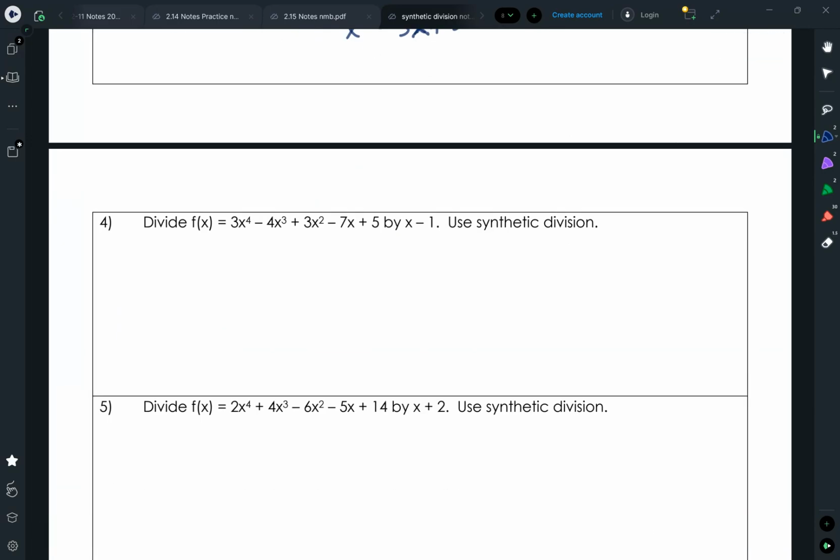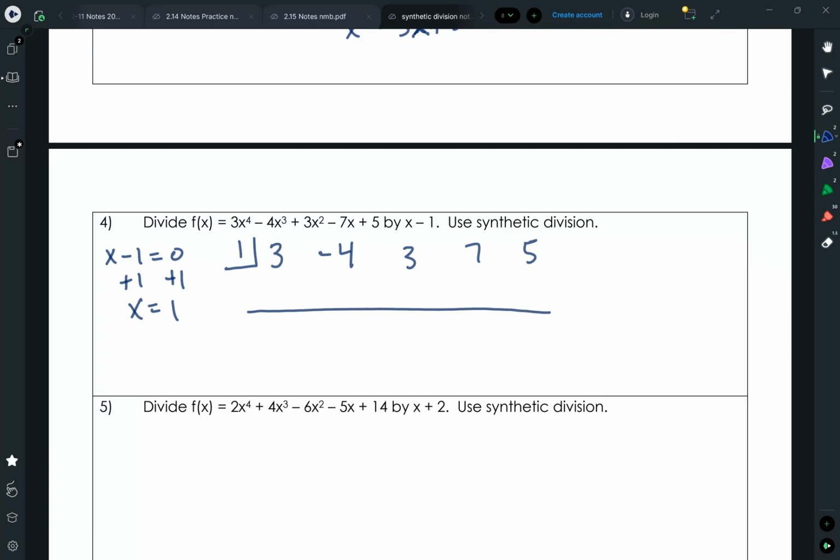We want to divide by x minus 1. So again, let's remember if I have x minus 1 equals 0, that means my solution for x is 1. That's my x-intercept. So I'm going to put 1 in the corner, count down with my coefficients. So 3, that's my 4th power. That's what I mean by count down. And then my 3rd power is the negative 4, and the 3, and the 7, and the 5. So you're always going to bring down the first number, multiply it back, add, multiply it back, add.